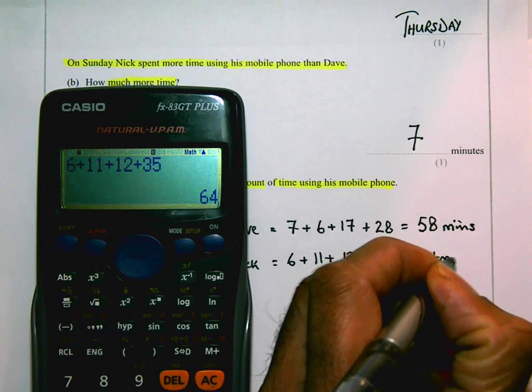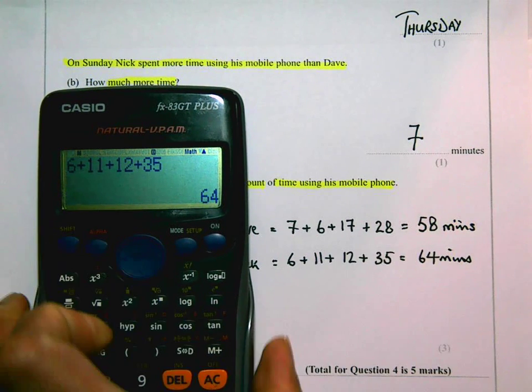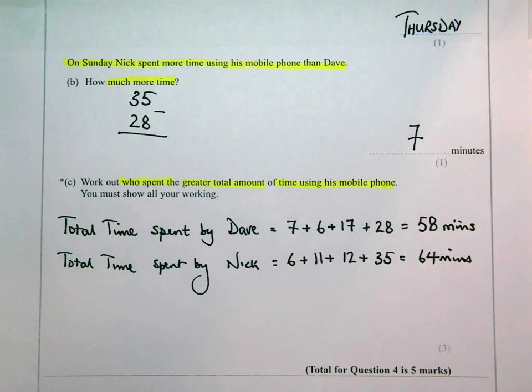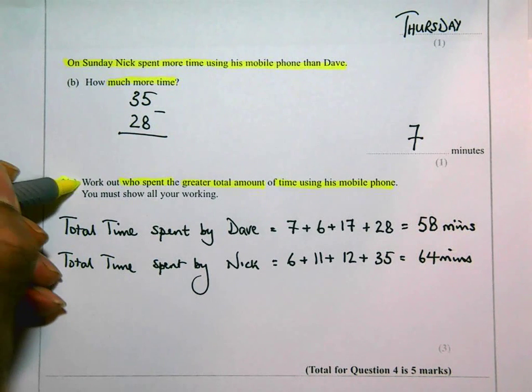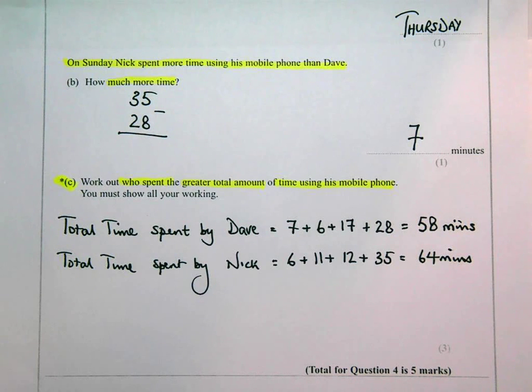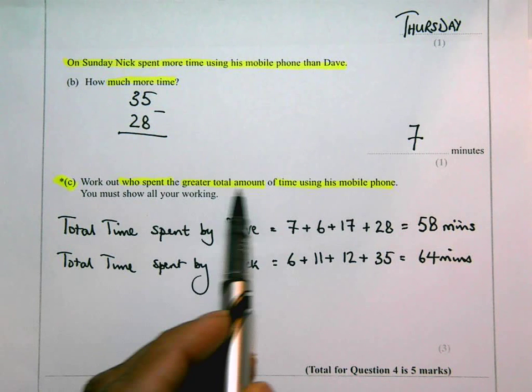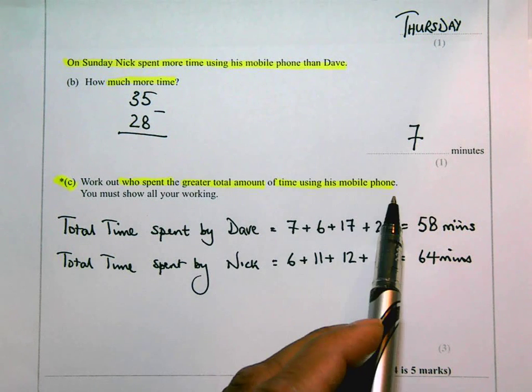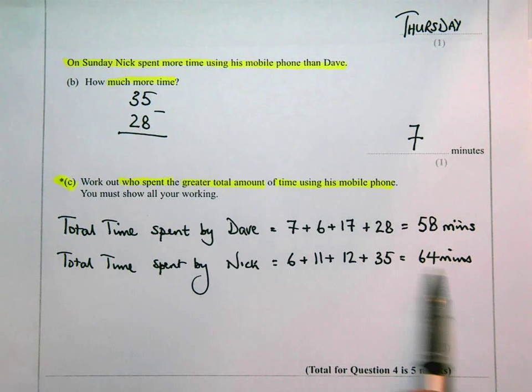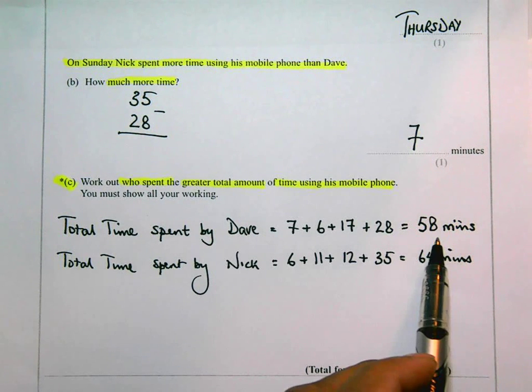Now, I didn't point this out, but this part of the question has a star next to it. And what that means is there are quality of written communication marks for this. So they want me to say in a sentence my answer. Going back to the question, work out who spent the greater total amount of time using his mobile phone. Well, Nick spent 64 minutes, Dave spent 58 minutes, so Nick spent more time.